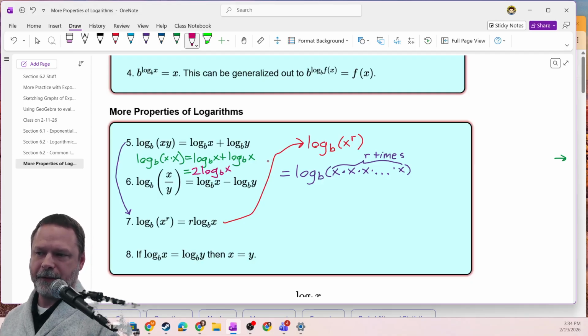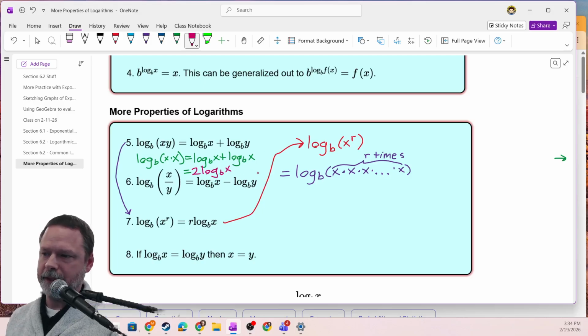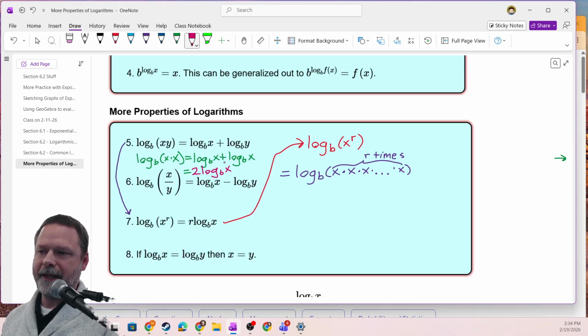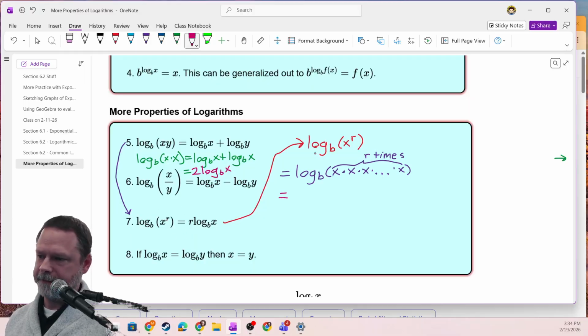Would it work for 3? Sure, why not? We can just extend this rule. We can use property 5 over and over again as many times as we want. And then we get this sum of all these logs of the same thing. That's really what's going on here, and there's our explanation for this. And this is a very handy property.